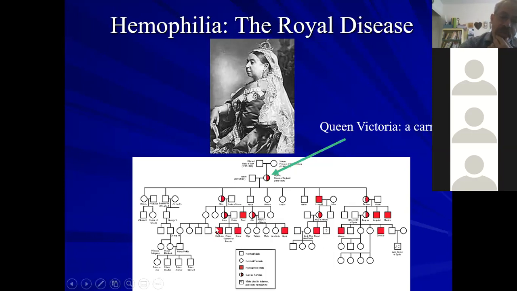The square represents the male. The full red indicates that they have the disease. The circle is the female, and they're carriers. So based upon the incidence of hemophilia in all these people, they traced it back that she must have been a carrier. And of course, with royal families, the gene pool is pretty small, right? Because royal family members marry royal family members.